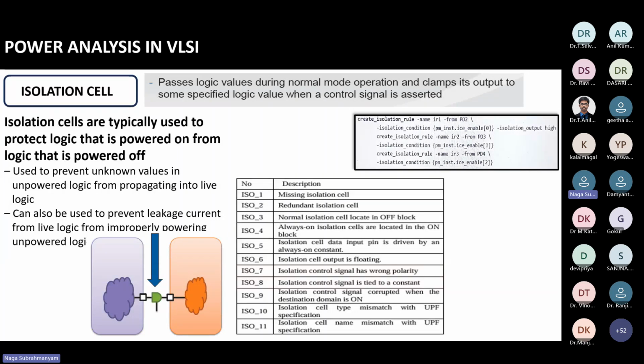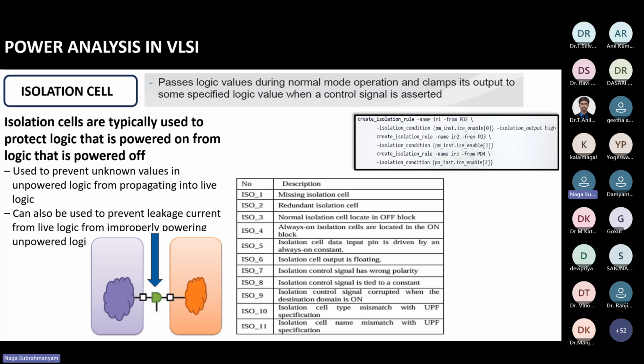When it comes to this isolation cell, we have to verify all these things. Is there any isolation cell missing? Are there any iso cells unnecessarily present, or repeated? Are they located in the off block or in the on block? Are always-on isolation cells located in the on block or not? Is the isolation cell data pin driven by an always-on constant value or not? Is the isolation cell output floating, meaning the isolation cell is unconnected or connected? Missing is different, unconnected is different. So floating means it's not connected.